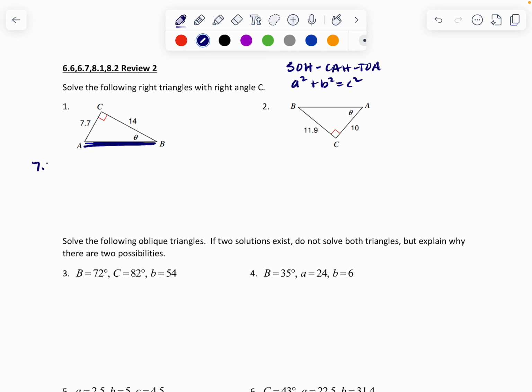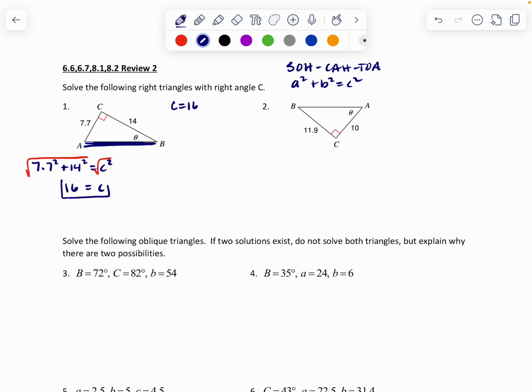So we're going to have 7.7 squared plus 14 squared equals c squared. And then taking the square root of both sides, we can find c. Plugging that into my calculator, it's the square root of 7.7 squared plus 14 squared, and I got about 15.97. I'm just going to say that's 16 to round it off. So I found that little c is 16.